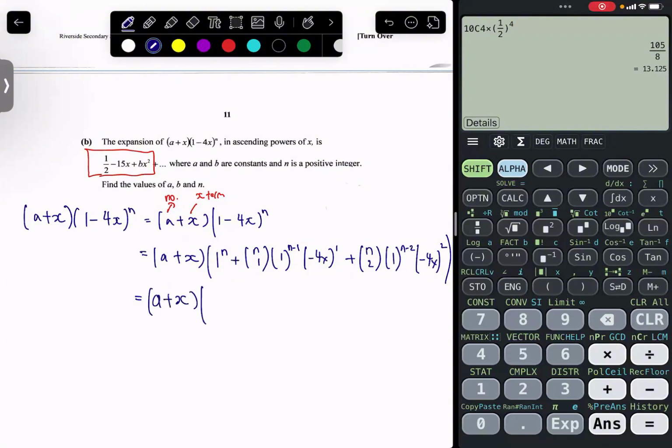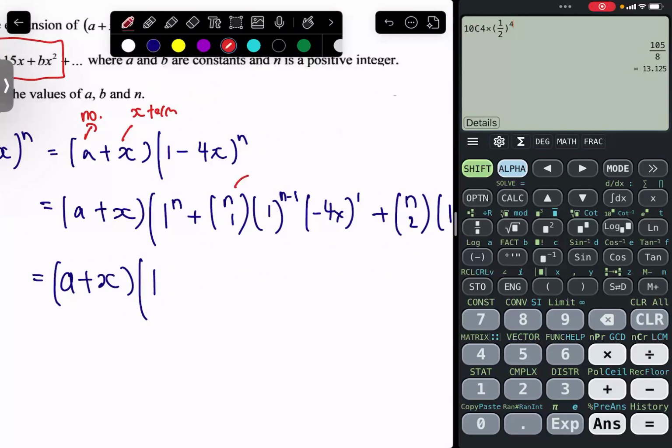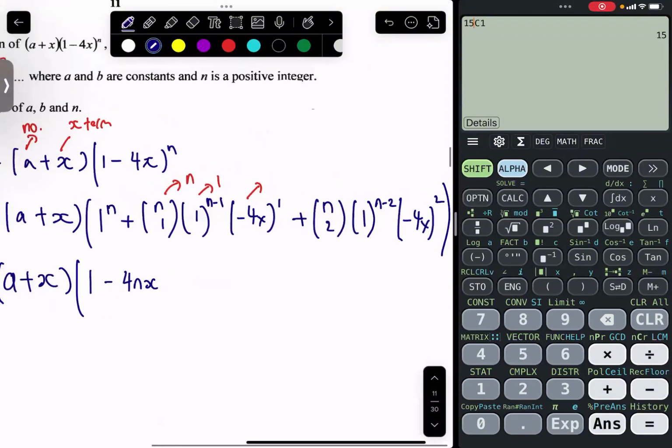1 to the power of n will forever be 1. Anything choose 1 will just be the number itself. For example, 20 choose 1 is 20, and 15 choose 1 is 15. So n choose 1 is just n. 1 to the power of n − 1 is 1, and (−4x) to the power of 1 is −4x. So this will be −4nx.